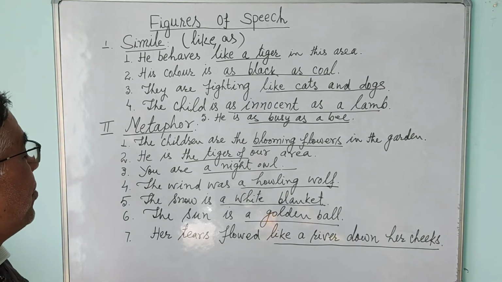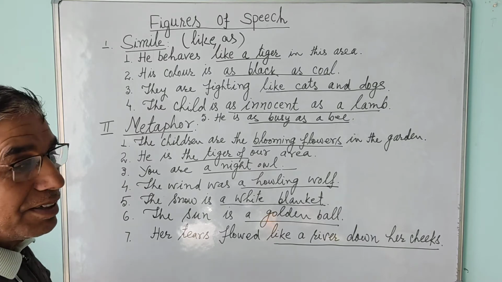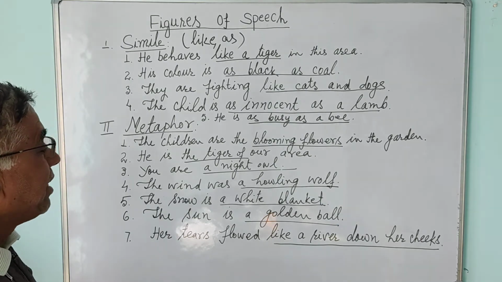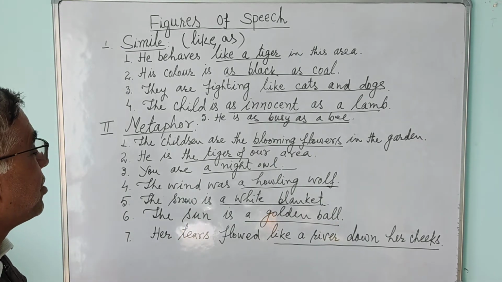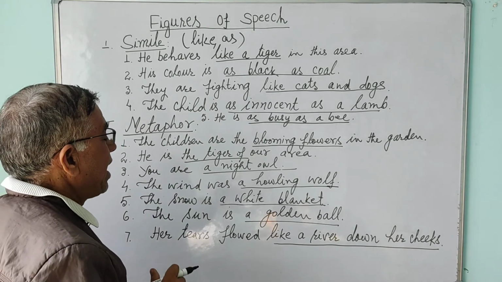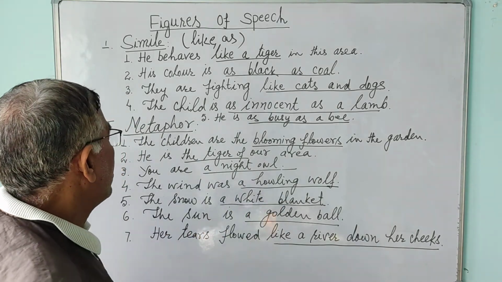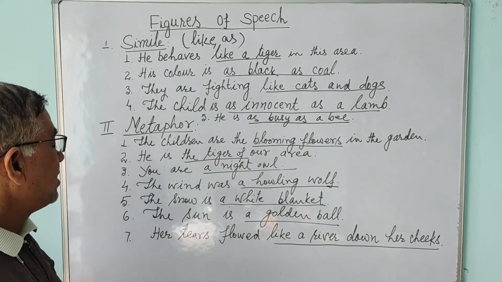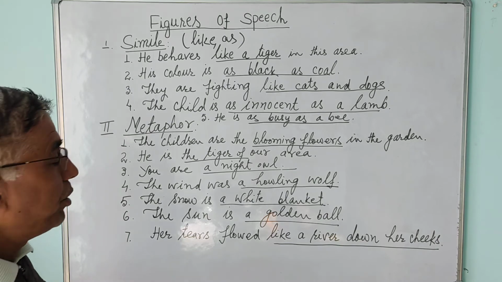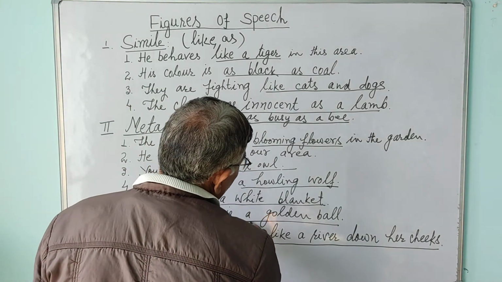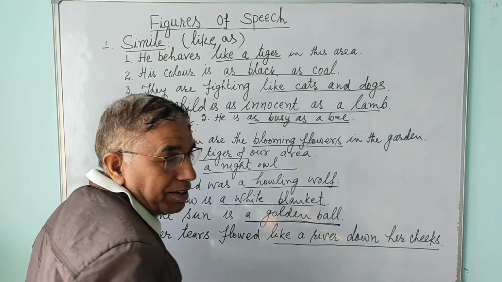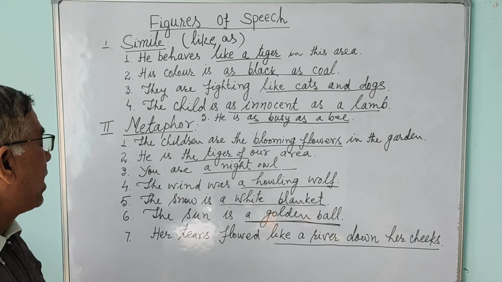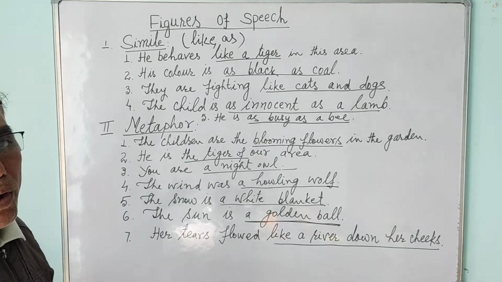The next, the snow is a white blanket. In reality, the snow is not a white blanket. White blanket means it covers the complete surface of the land. The next is, the sun is a golden ball. In real sense, the sun is not a golden ball, but we are comparing it to a golden ball.